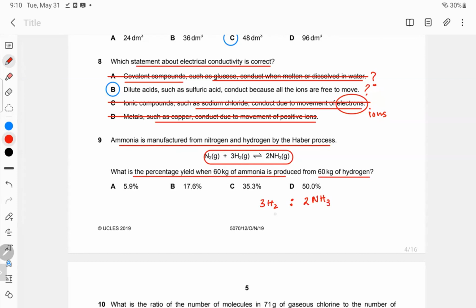Yes, sir. So 3 moles of hydrogen means 3 times the MR of hydrogen, which is 2. And 2 moles of ammonia means 2 times the MR of ammonia, that is 17, because nitrogen is 14 and there are 3 hydrogens, so 14 plus 3 makes 17. Now if there is 60 kg of hydrogen, how much ammonia is formed? That is X. So X must be equal to 60 times 2 times 17 divided by 3 times 2. Can anybody tell me the answer?